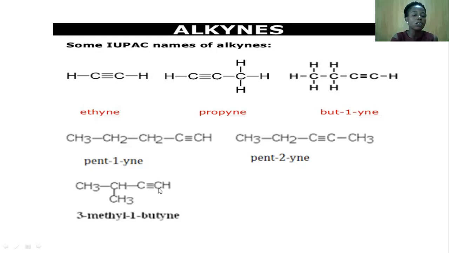Then coming here, look at this one. You have 1, 2, 3, 4. So now the triple bond is on carbon 1, and you have a methyl group on carbon 3. So the name is 3-methylbut-1-yne. The actual name is 3-methylbut-1-yne. So that is the IUPAC name of that compound.